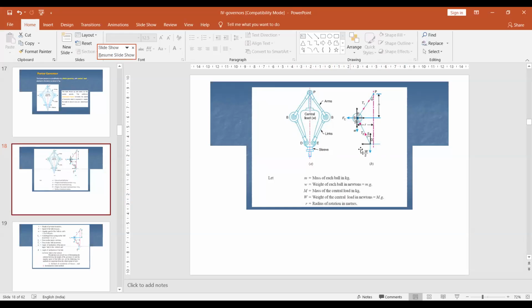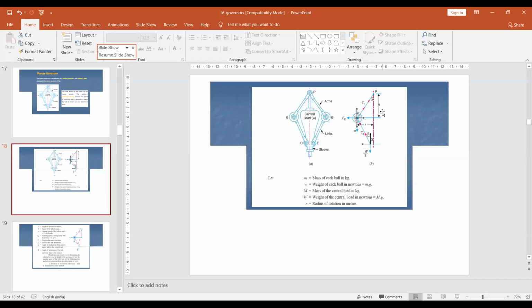Those are representing here. The forces acting on this particular governor are represented in figure B. Observe the pivoted point P and the fly ball represented by the point B, and our links. One end of the link is attached to the fly ball and the other end is at point D. Both the arms and the links are under tension: tension T1 in the arms and tension T2 in the links.